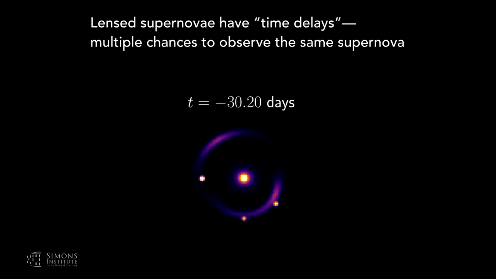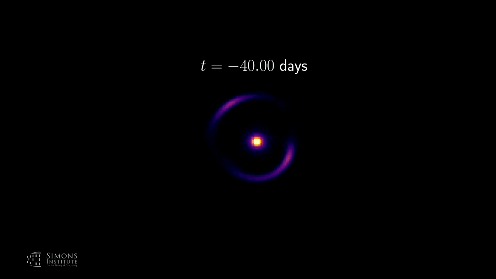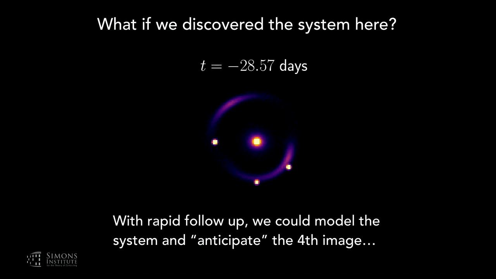So this is the cool thing about this: now if we find these, we can actually have multiple chances to observe the same supernova. So the picture here is, we've got our strongly lensed supernova, and what if we actually discovered the system when it looked like this? We know there's going to be another image coming, and it's going to be exactly the same as these three, just delayed in time a little bit. If we could discover this in real time and follow it up rapidly, then we could actually anticipate the arrival of this image and get the very, very earliest time data of a supernova that we could.